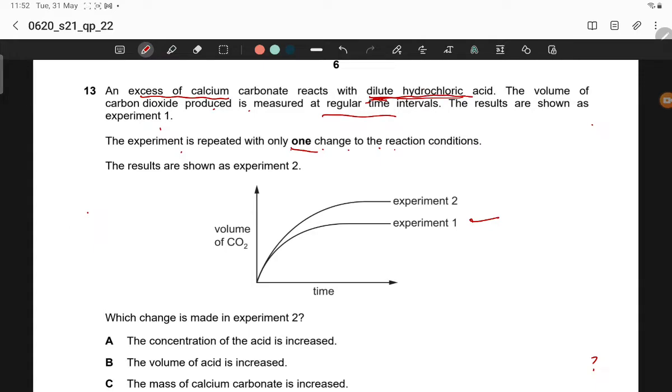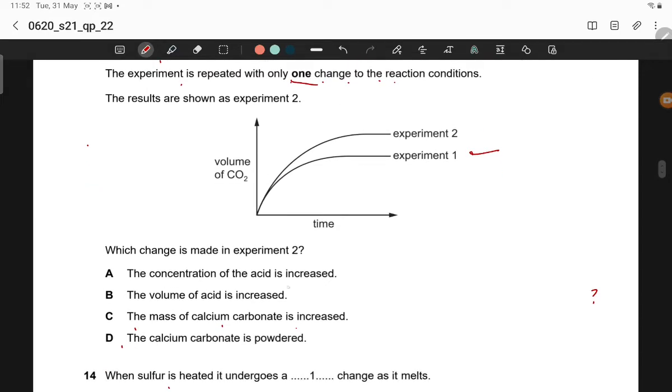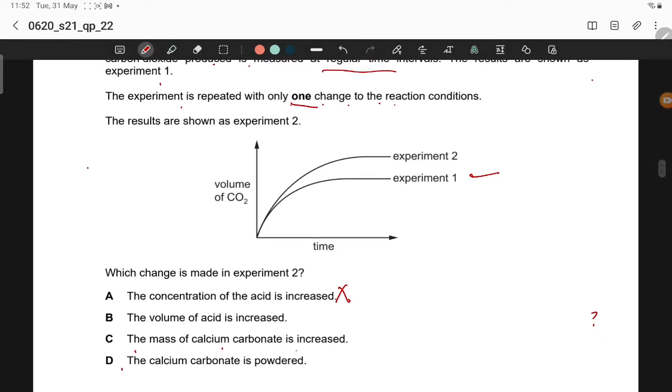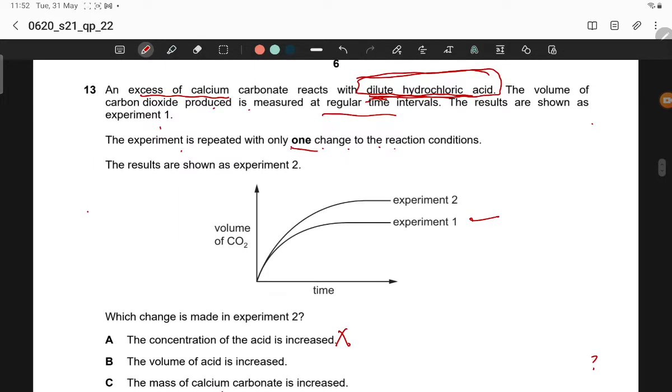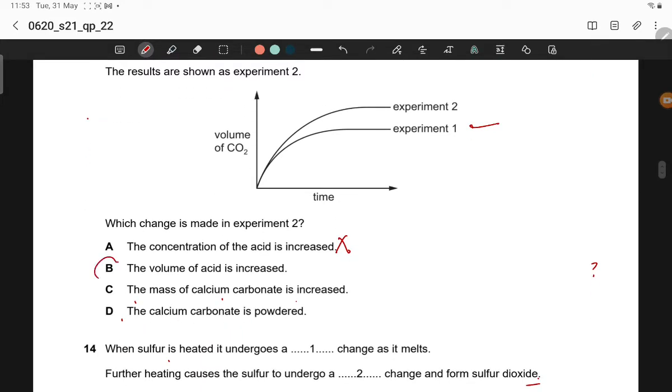So only addition of more hydrochloric acid means more volume. Which change is made in experiment 2? The concentration of the acid is increased. Not correct. The volume of the acid is increased. Yes, it must be correct that more hydrochloric acid is used, and then we will get this curve for experiment 2. So B option is correct.